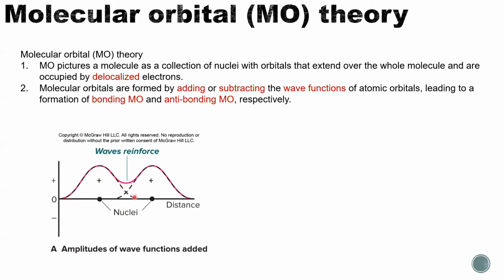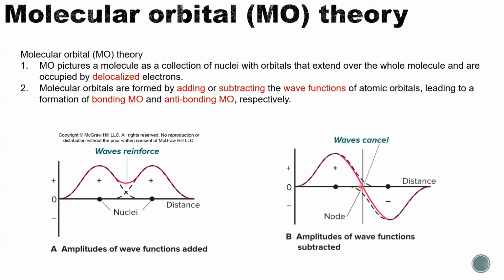Again, if we have two peaks, each peak corresponding to a wave function of an atomic orbital, adding them together, you can have this red curve with two peaks. This is adding atomic orbitals together to form a molecular orbital. Instead, we can also subtract them and have this new shape of the red curve. That's by adding on the left and subtracting on the right to form the molecular orbitals.